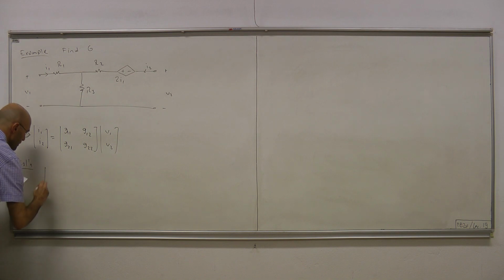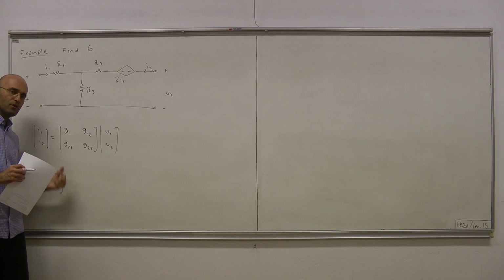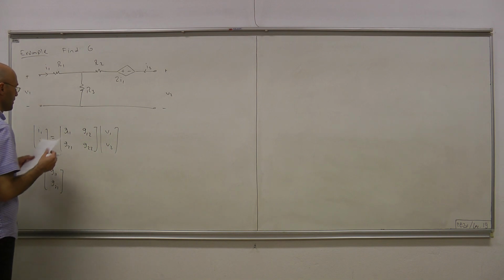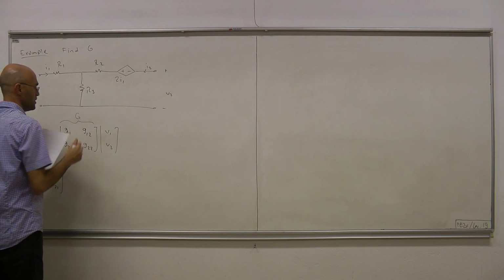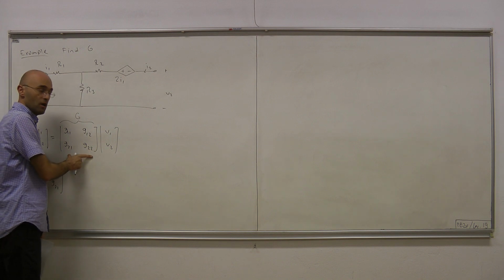Okay. Now, G11, G21. Now, this is what? This is the first column of the conductance matrix. This is our G conductance matrix. Now, what's the first column? How can you obtain the first column?